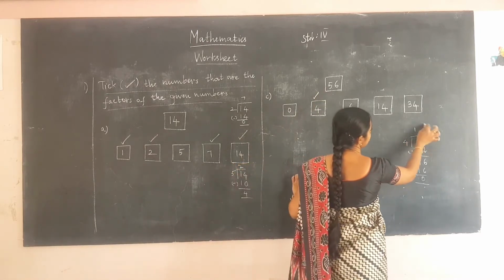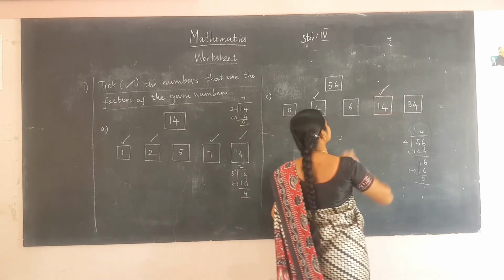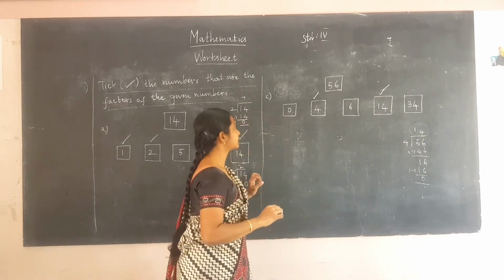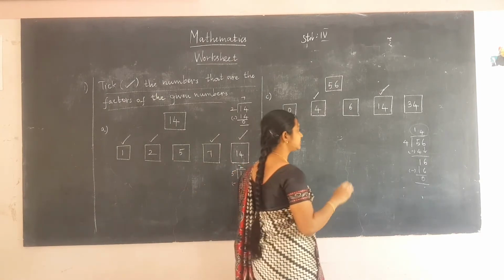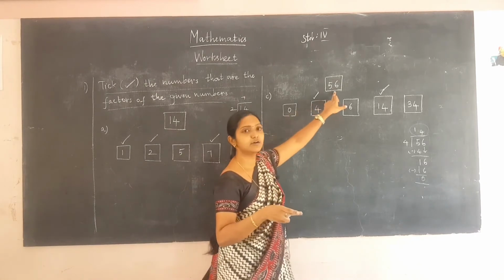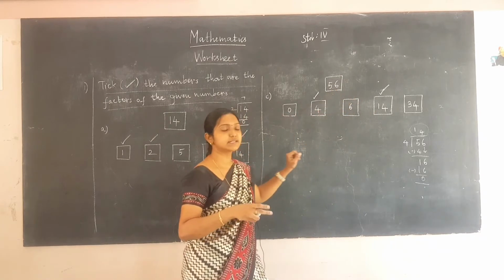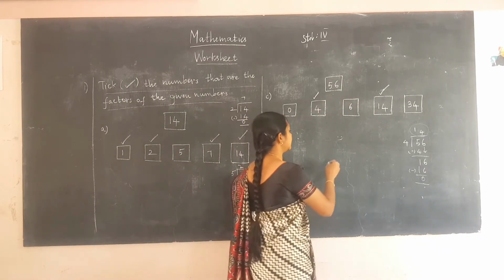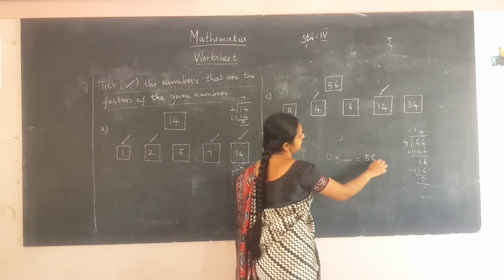In the quotient we are having 14. So 14 will also be a factor of 56. 0 will not be a factor because factor means when two numbers are multiplied, we have to get 56. 14 into 4, we will get 56. But when we multiply any number with 0, we won't get 56.